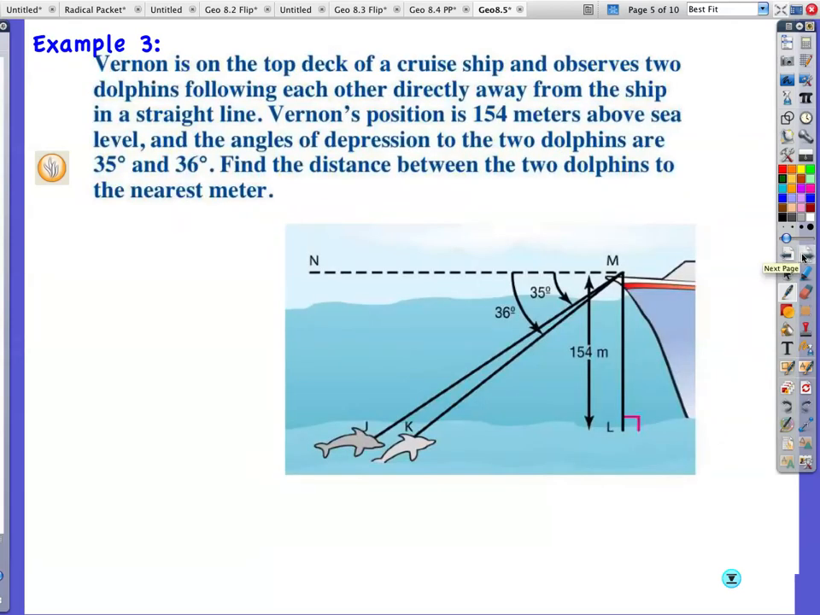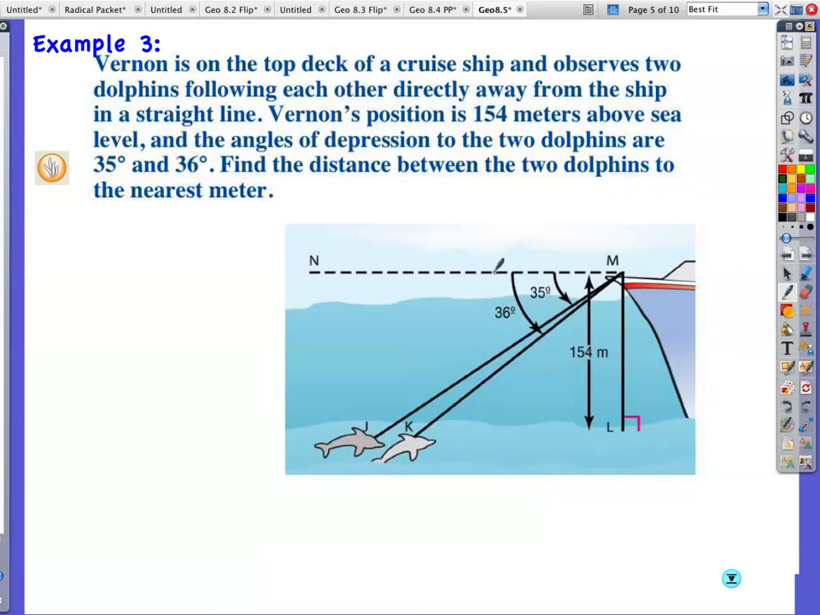Vernon is on the top deck of a cruise ship and observes 2 dolphins following each other directly away from the ship in a straight line. So one dolphin is following the other dolphin. Vernon's position is 154 meters above sea level, and the angles of depression to the 2 dolphins are 35 and 36 degrees. Notice how they drew that in.